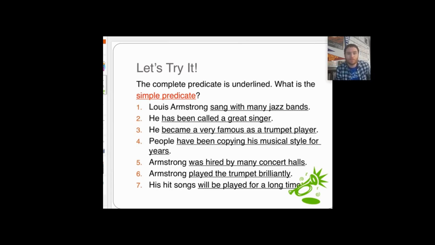Let's look at simple predicates. Can you see how they're underlined? Okay, you're looking for the verb. Okay, the verb. So in the first sentence, Louis Armstrong sang with many jazz bands. Okay, sang is the verb.